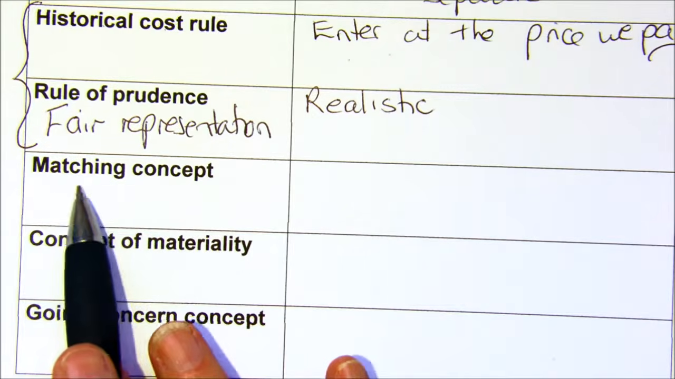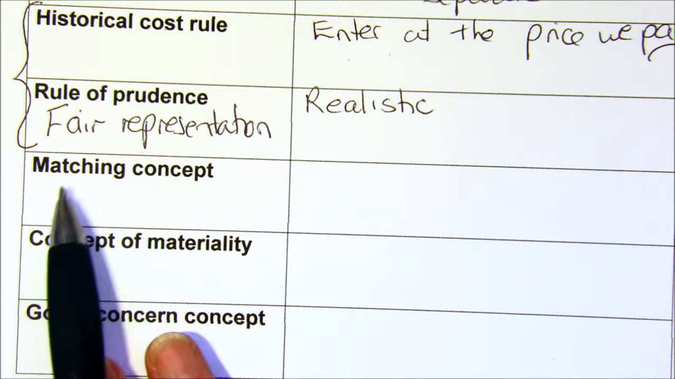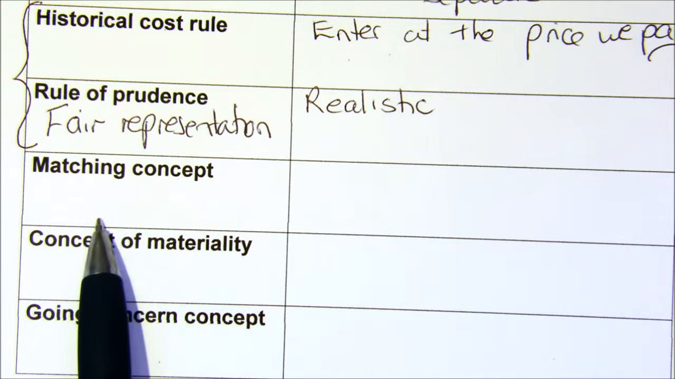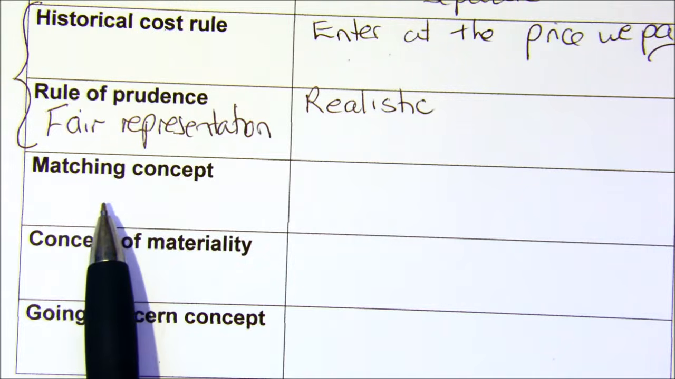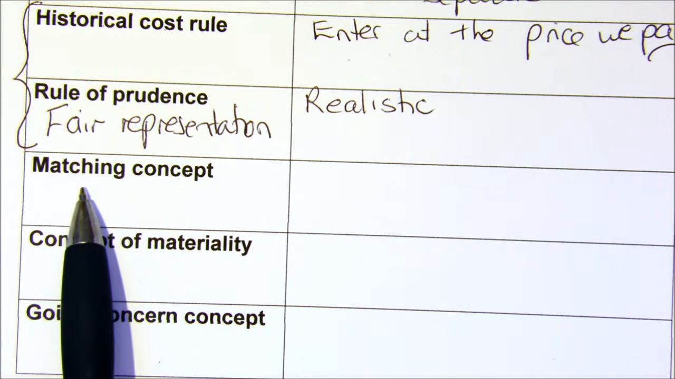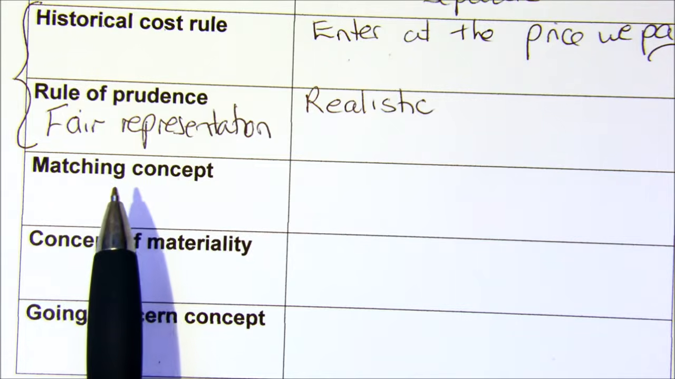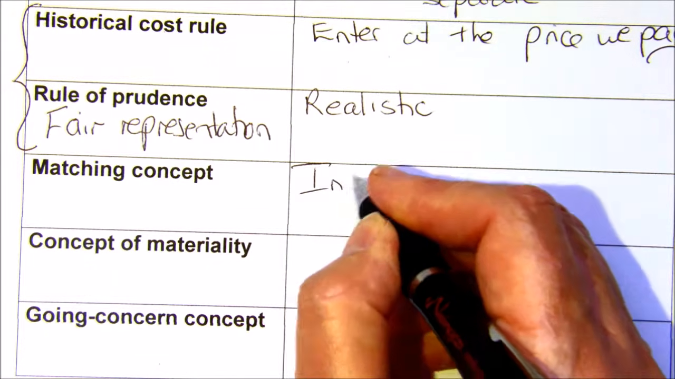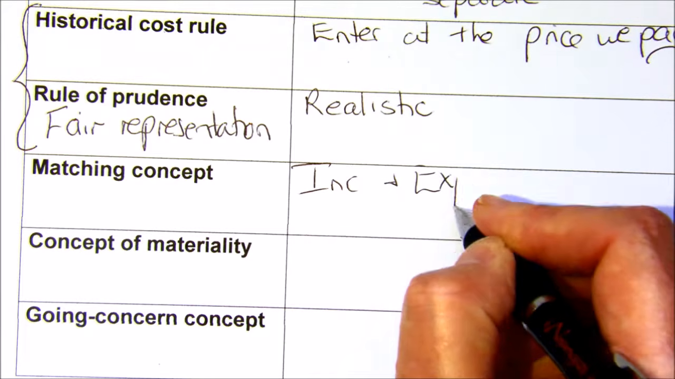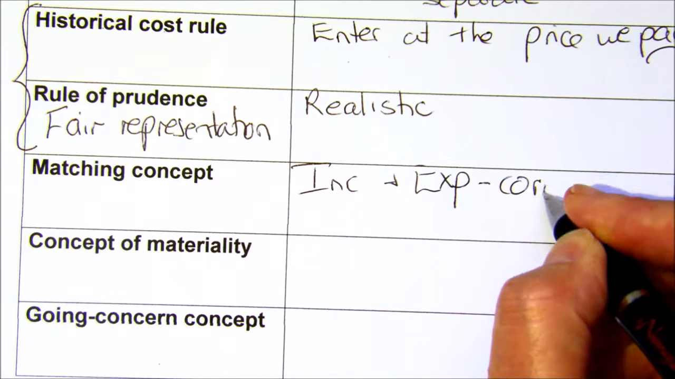The matching concept. You match. You are all matched in a class. Your class is all made up of accounting students. You don't have accounting and history in the same class. You are matched. Now, from an accounting point of view, this is where we match up our income and our expenses to the correct year.